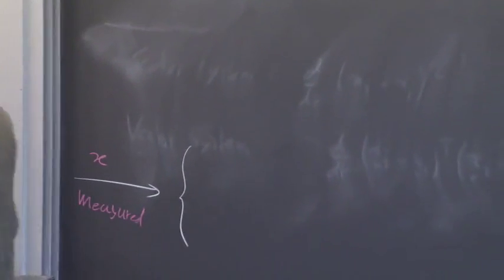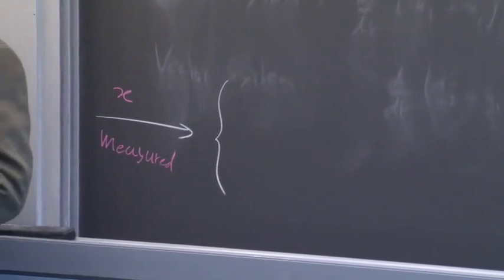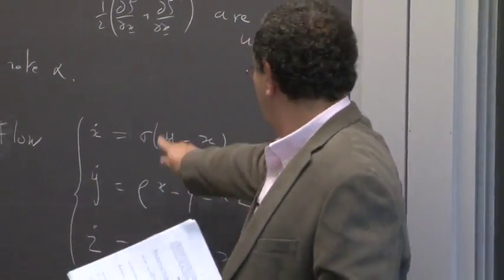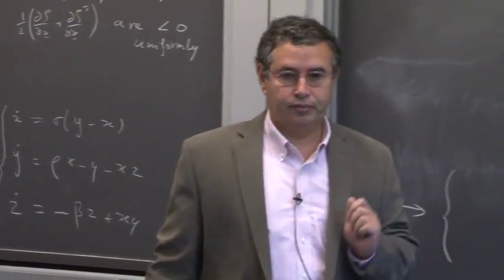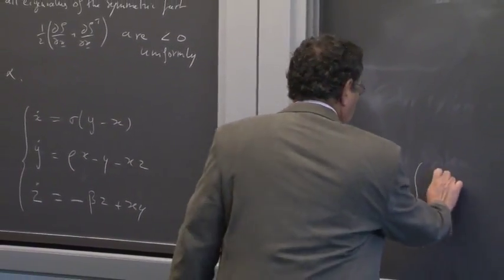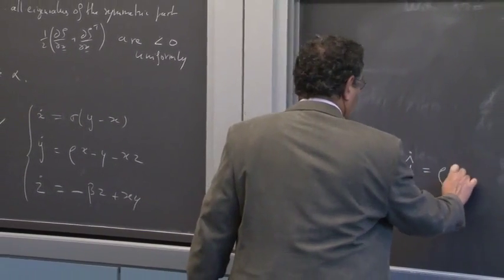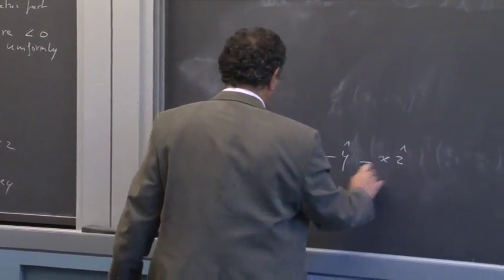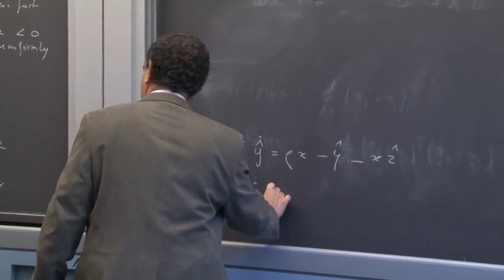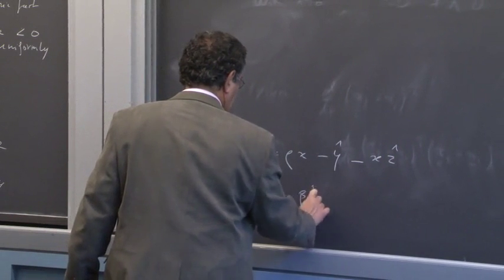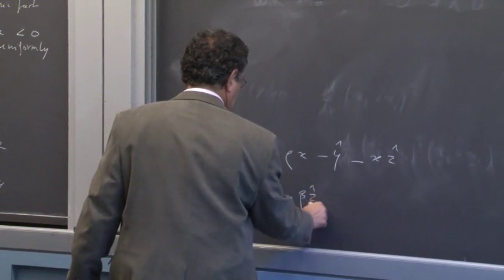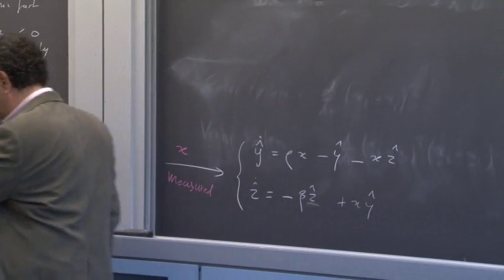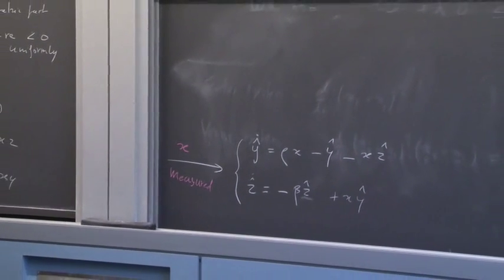So suppose you build this observer obtained by just taking the last 2 equations. You measure x, you want estimates of y and z. So you put y hat and z hat, and you keep x. Right, so that's y hat dot is equal to rho x minus y hat minus x z hat. And z hat dot is equal to minus beta z hat plus x y hat. All right? So suppose this is your observer, okay?